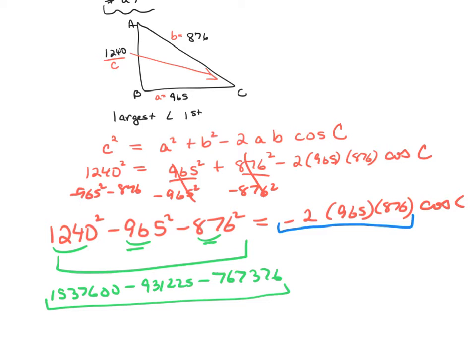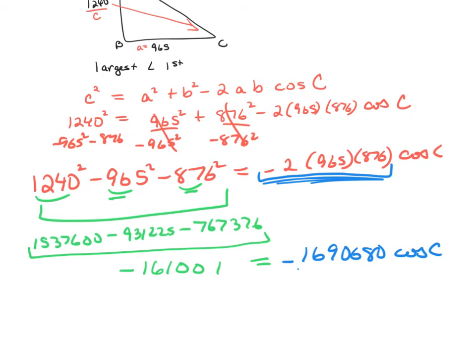So 1537600 minus this, and you can do this continuous on your calculator, gives me negative... let me just do this by hand. Hold on. 1537600 minus... Okay, and this gives me negative 161,001. I'm going to multiply these three things right here. So negative 2 times 965 times 876 gives me negative 1690680 cosine C. I need to divide both sides because I need to isolate cosine C.